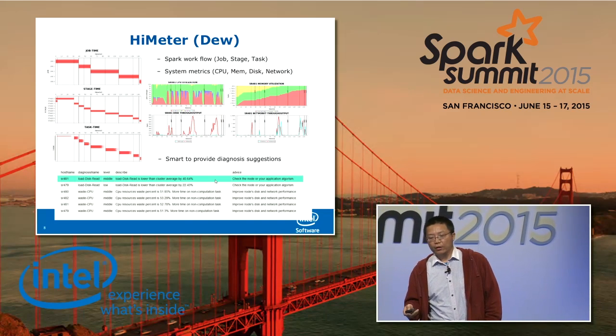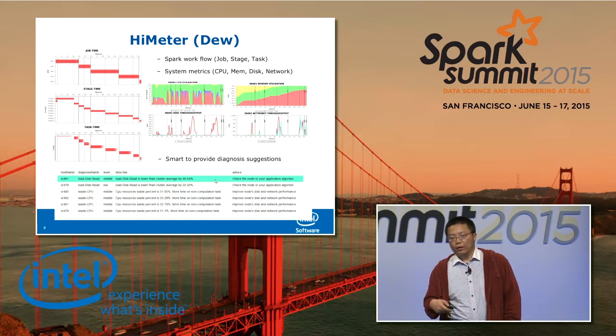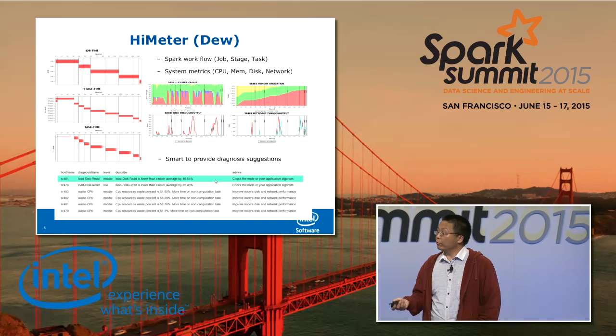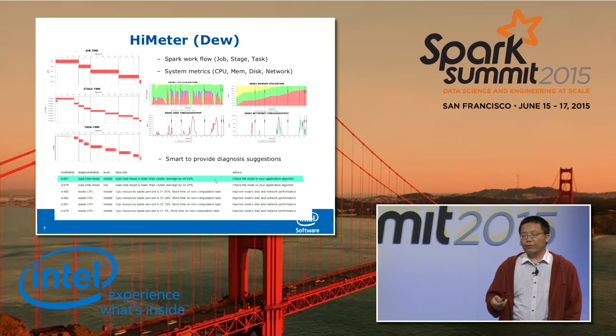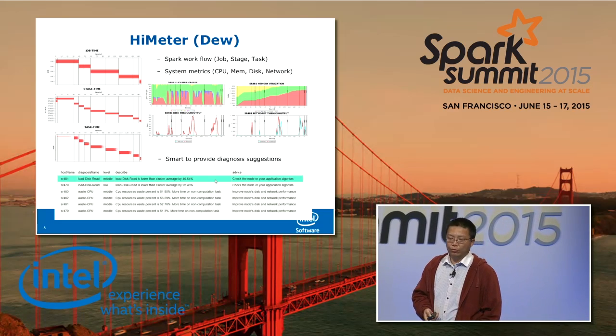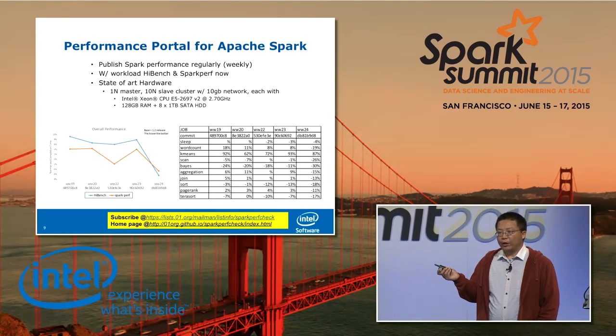So if you look at the page, you can see that we can detect where the performance issue is. We can give some suggestions based on our previously defined, known rules. So this is a performance portal for Apache Spark.